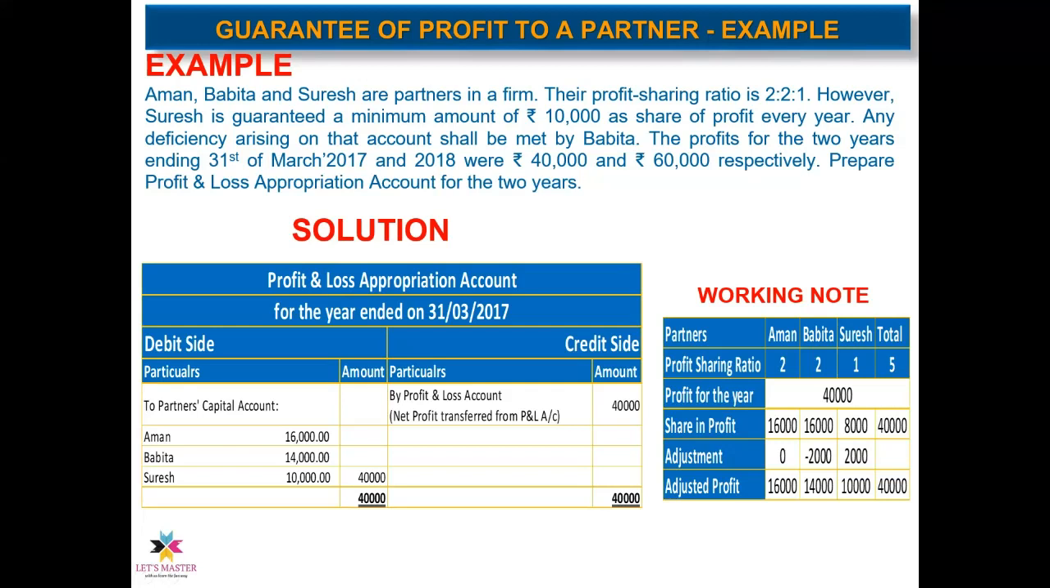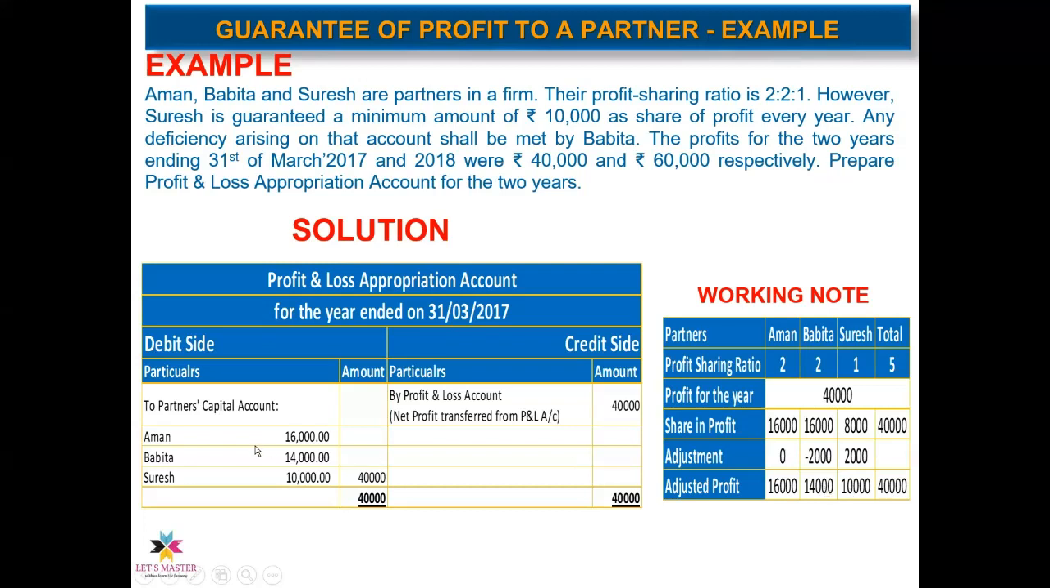But remember, Babita has given an assurance to Suresh that in no case his share of profit can be less than 10,000. But here, his share of profit is 8,000 only. So what we will do is, we will deduct 2,000 from Babita's account and add this 2,000 in Suresh's account. So the share in profit for Suresh can be rupees 10,000.